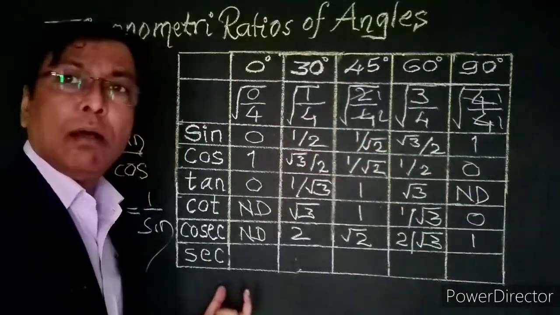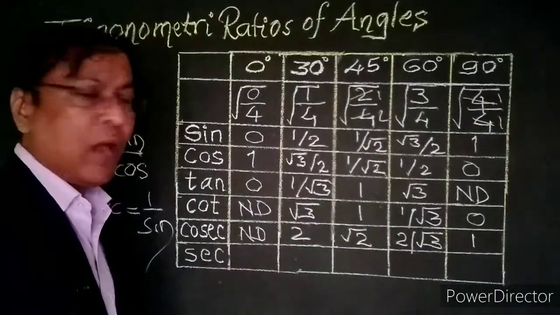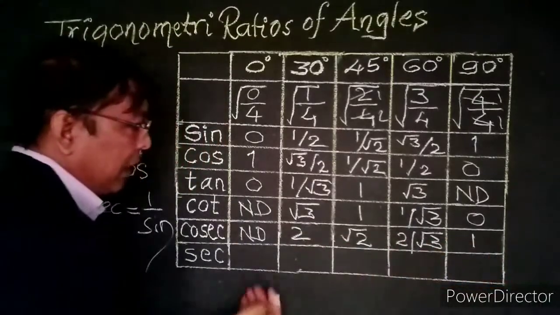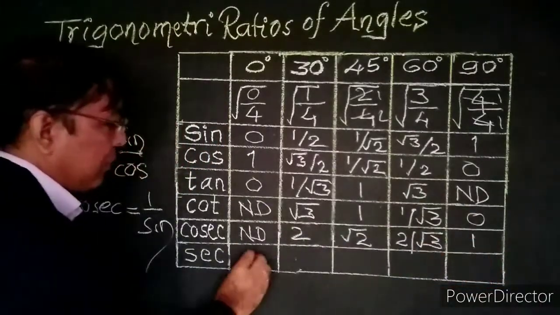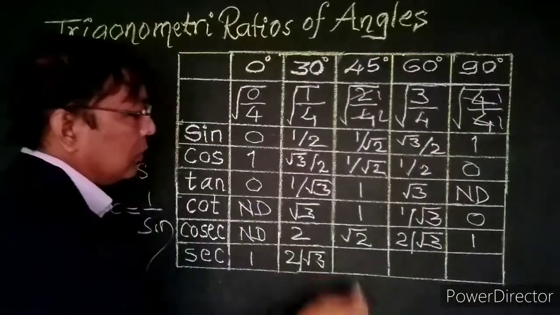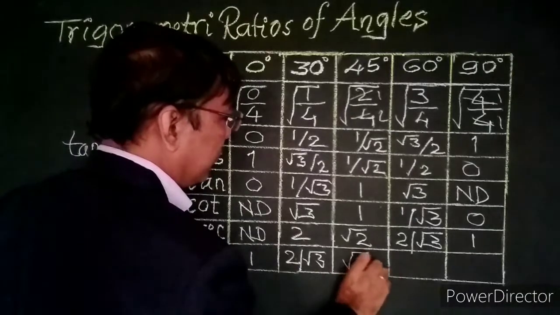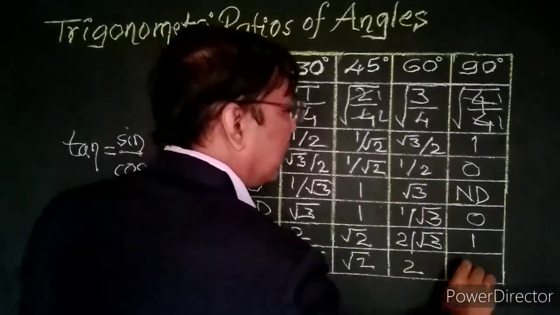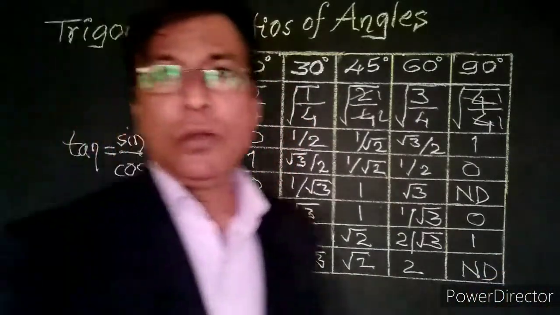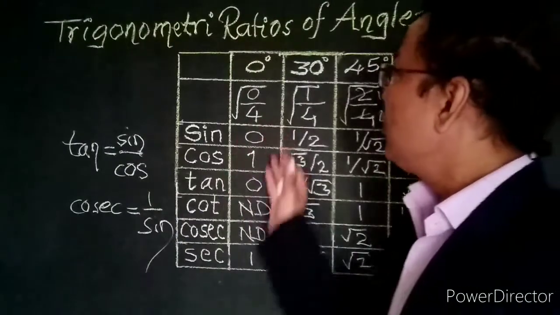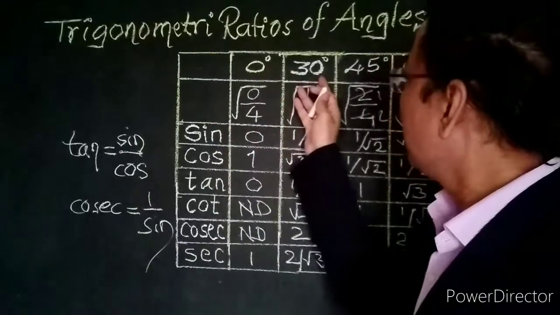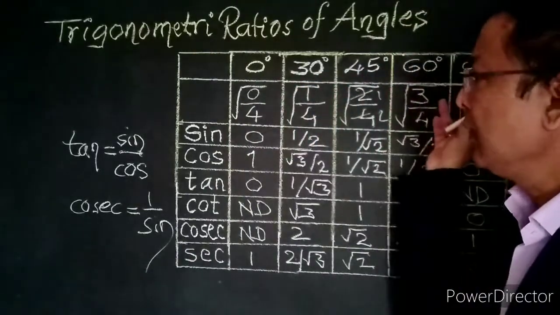To obtain the trigonometric values for sec, simply we have to write in a reverse manner from right to left: 1, 2 upon root 3, root 2, 2 and not definable. In this way, we have calculated trigonometric ratios for the angles 0 degree, 30 degree, 45 degree, 60 degree and 90 degree.